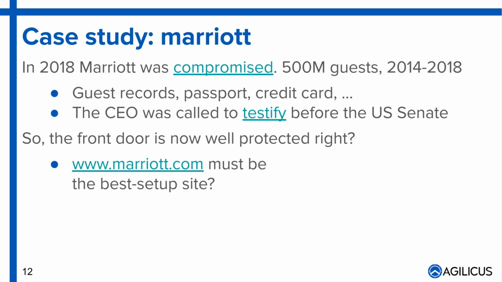So let's talk a little bit about some case study here. In 2018, Marriott was compromised.